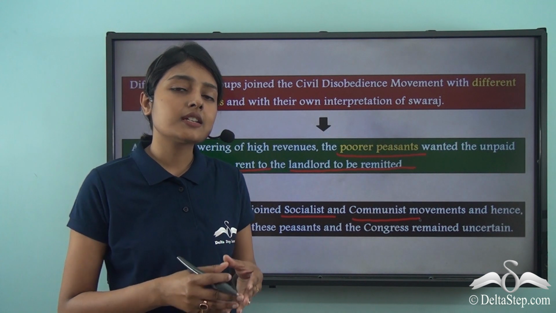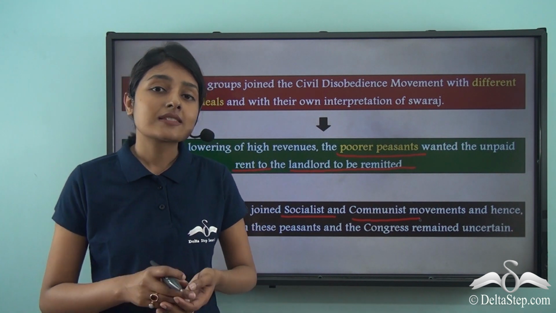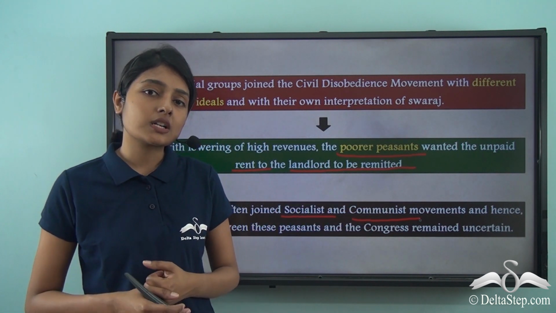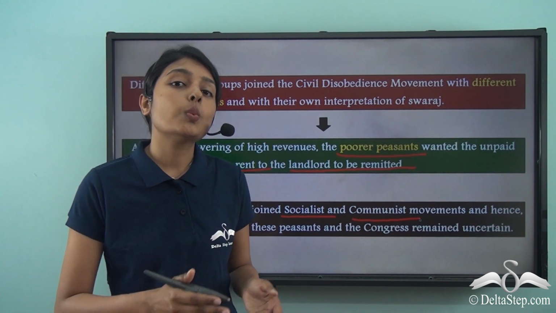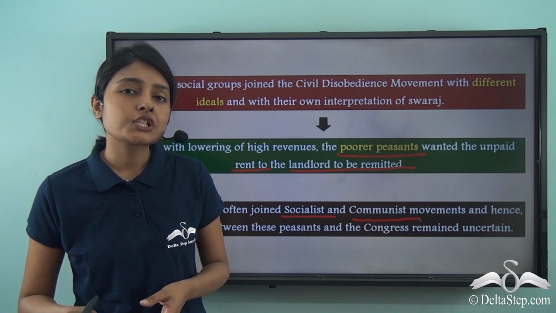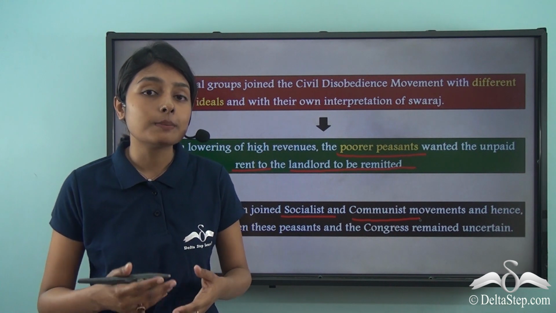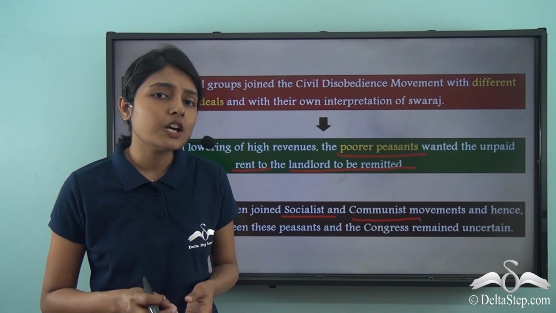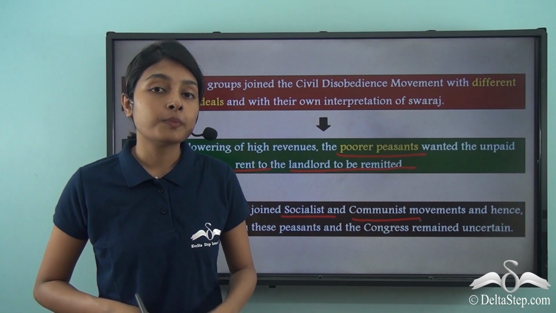The Congress leaders relied a lot upon the wealthy landowners, and so if these poor peasants' interests were taken into account, then the Congress could end up in clashes with the wealthy landowning sections. And so the relationship between the Congress and these poor peasants remained uncertain and unfathomable. It was not very clear whether Congress was really in support of their movements.